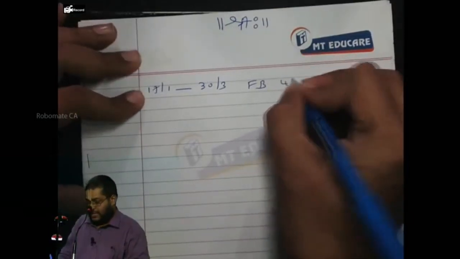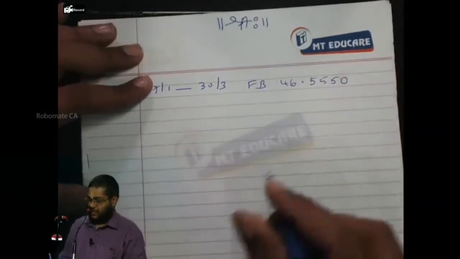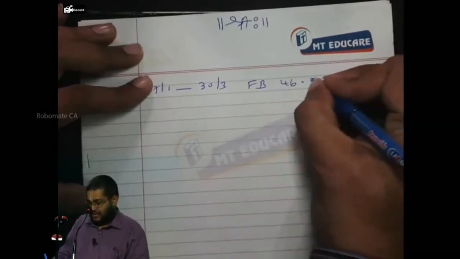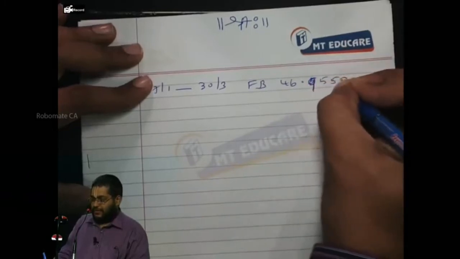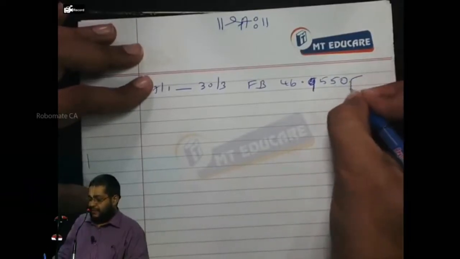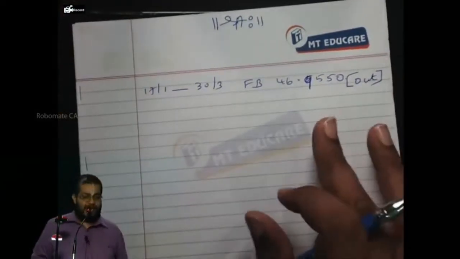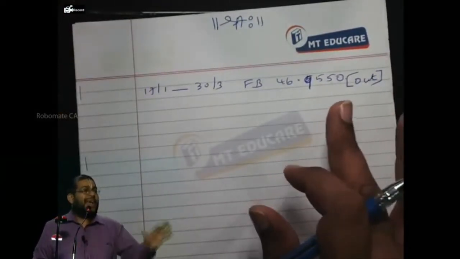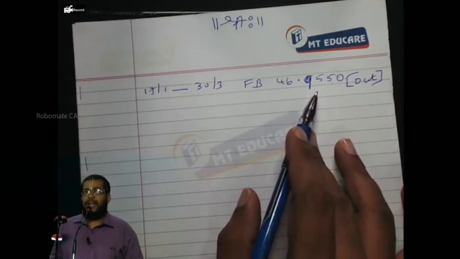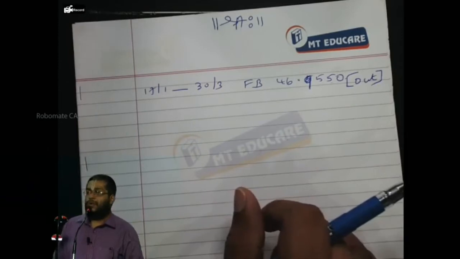46.9550. Am I right or not? No. This was a forward buy I made. Tell me, is this an inflow or outflow for me? Outflow for me. Now, if everything happens as per the plan, I will buy this $1 lakh at what price? 46.9550. In your answer now, what you have written, you made a gain of what?